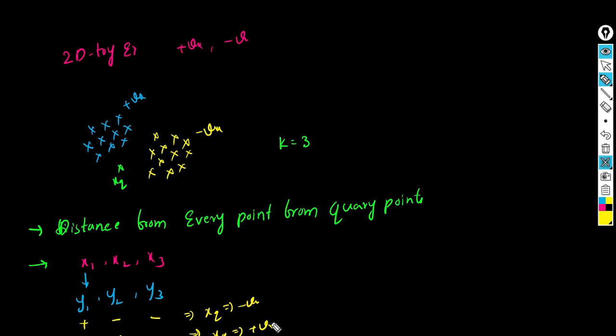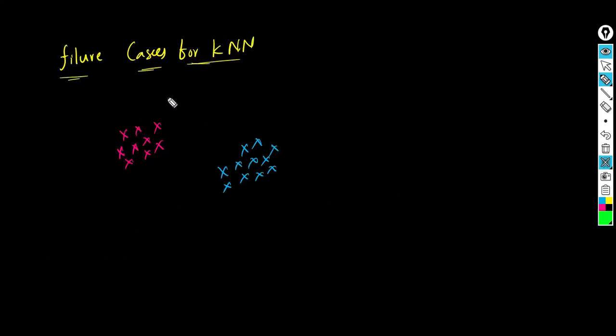Let's see some failure cases for the KNN. Let's consider these points as positive points, and these points are negative. Let's consider k is equal to 3. This one is a query point.